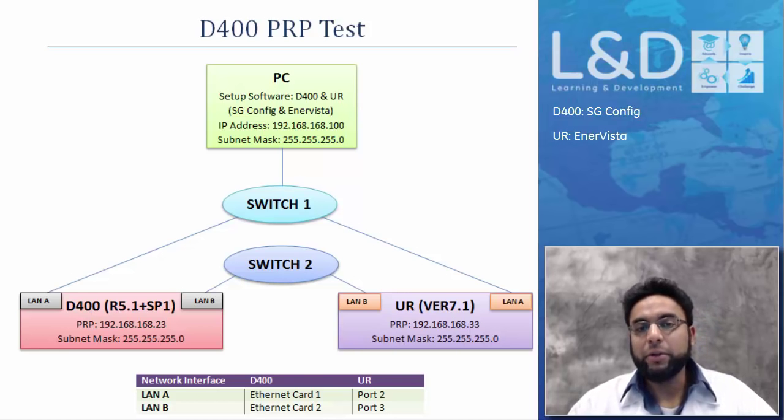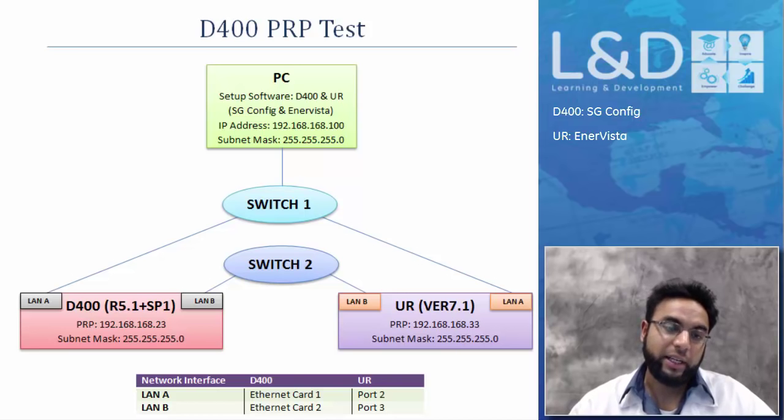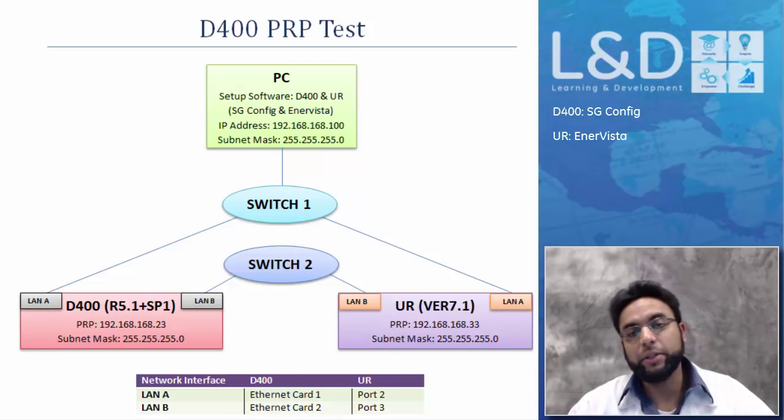It's only a diagram. It shows how the connection would be, but now I'm going to move on and show you the physical connection, how to connect the two LANs, network 1 and network 2, and how to make the server and client PRP connection over IEC60850. Please note that for our test, UR is the server, D400 is the client, and the communication protocol is IEC60850.